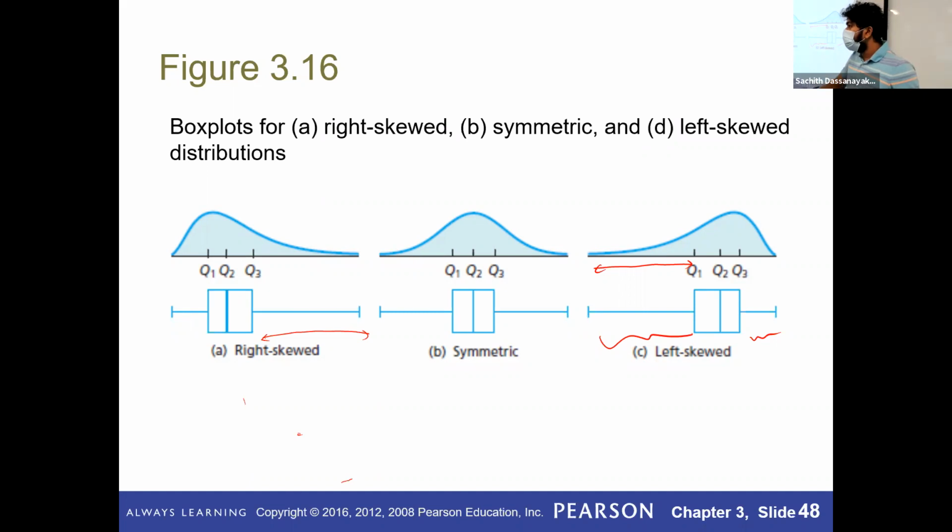Questions? So anything after this moment, everything's fine. Don't think about these gaps inside the box. We'll talk about them later.